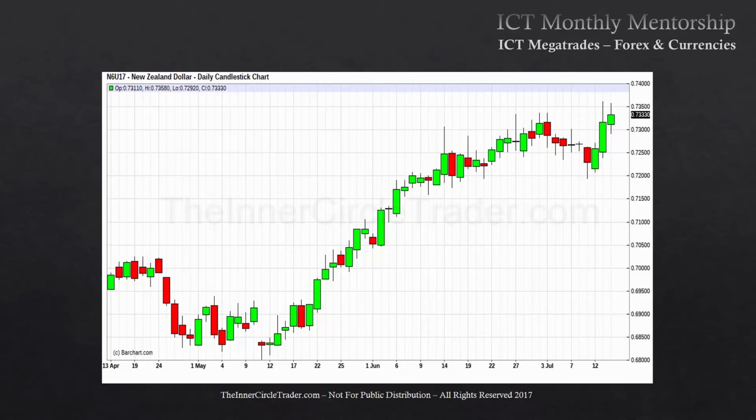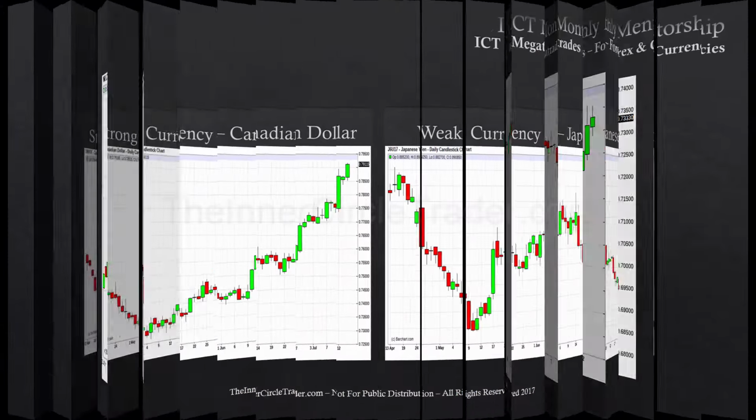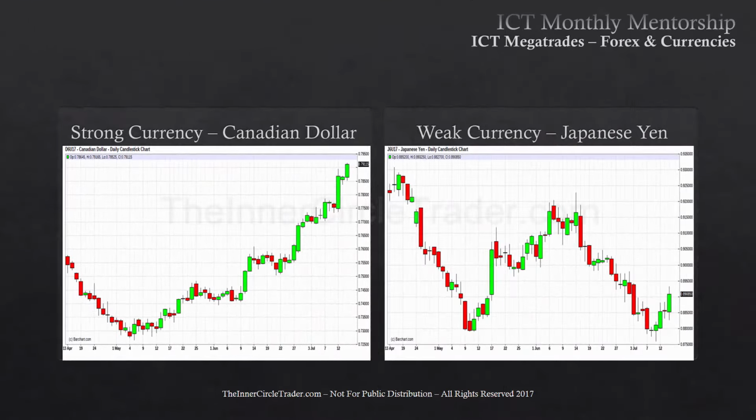So our leadership currencies are the Australian dollar for strong upside, the Canadian dollar for strong upside, and then we had the Japanese yen as a weak currency. So now how can we use this information? We ferreted out two currencies, Australian and Canadian, and we also ferreted out where the weak currency was. That's the Japanese yen. So what we're going to do is blend the two, and we're going to come up with a mega trade idea using Forex.